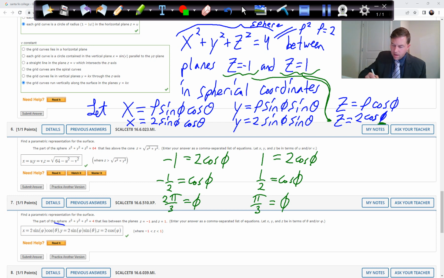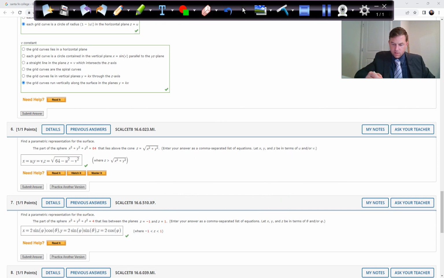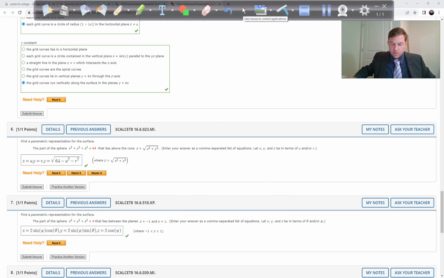So for our limits of integration, theta varies from 0 to 2 pi, so that one's going to go all the way around 360, but phi is going to vary from pi over 3 to 2 pi over 3. And again, that will help us set up the limits of integration and actually be able to find these areas, or volumes. Okay, and that's problem 7.